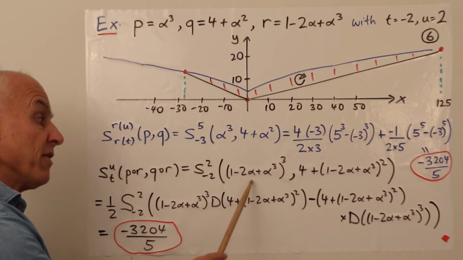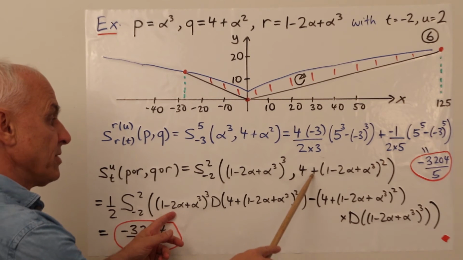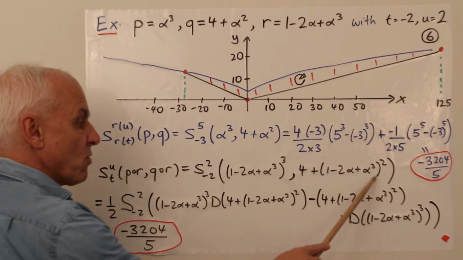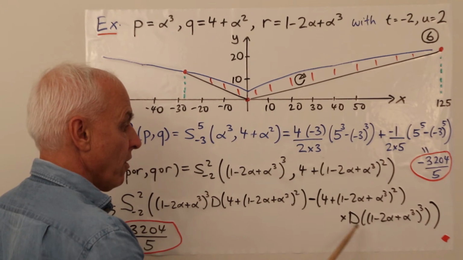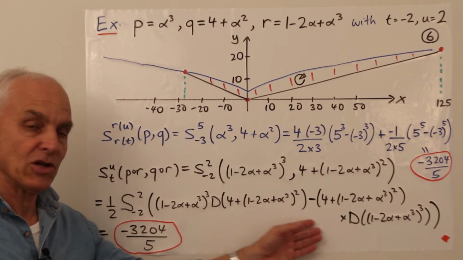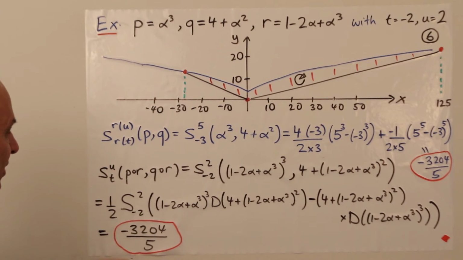Okay, so we can apply the fundamental theorem. It's this quantity here times the derivative of this one minus this quantity times the derivative of this one. And then, well, it's a bit of algebra to work this thing out. And then you evaluate it from minus 2 to 2. And you have to integrate it from minus 2 to 2. And there's a 1/2 in front. And it turns out that you also get minus 3,204 over 5.